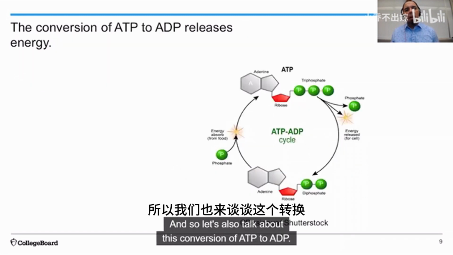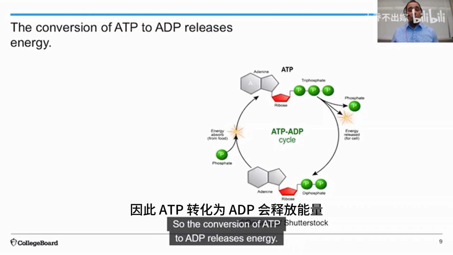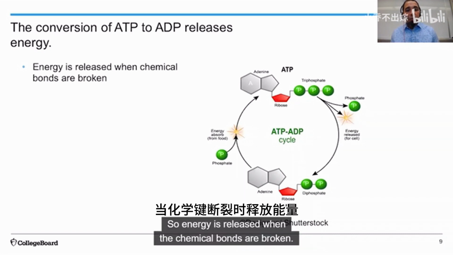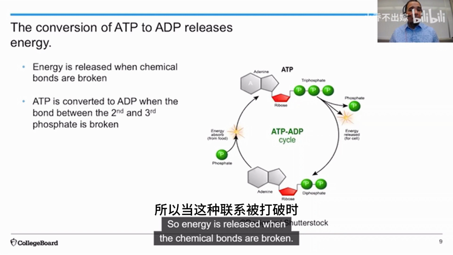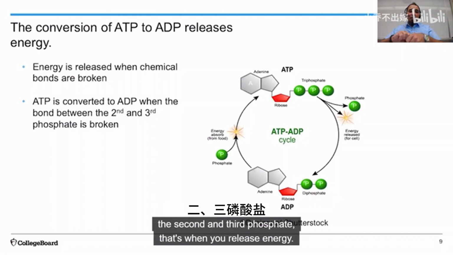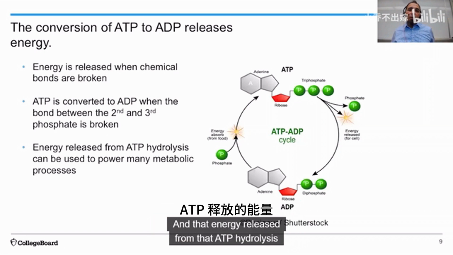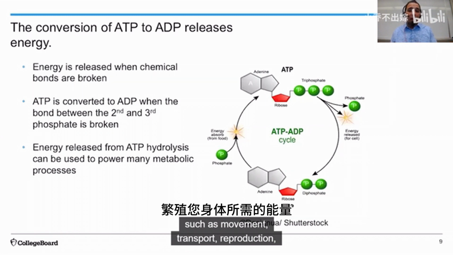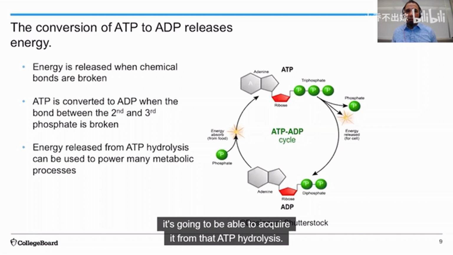And so let's also talk about this conversion of ATP to ADP. The conversion of ATP to ADP releases energy. So in that picture, you can see where that ATP is giving off that phosphate. So energy is released when the chemical bonds are broken. And so when that bond is broken between the second and third phosphate, that's when you release energy. And that energy released from that ATP hydrolysis can be used to power many metabolic processes such as movement, transport, reproduction, whatever your body needs for energy. It's going to be able to acquire it from that ATP hydrolysis.